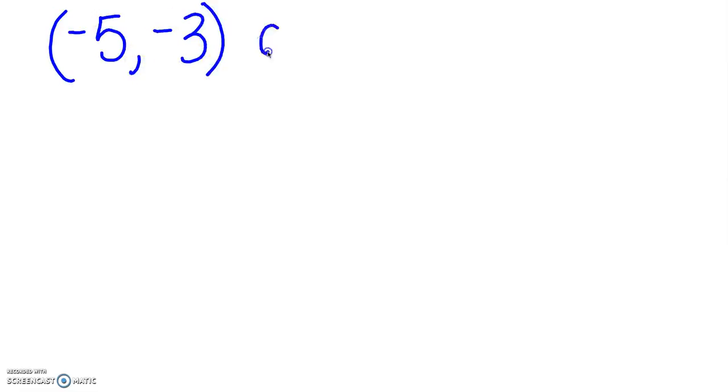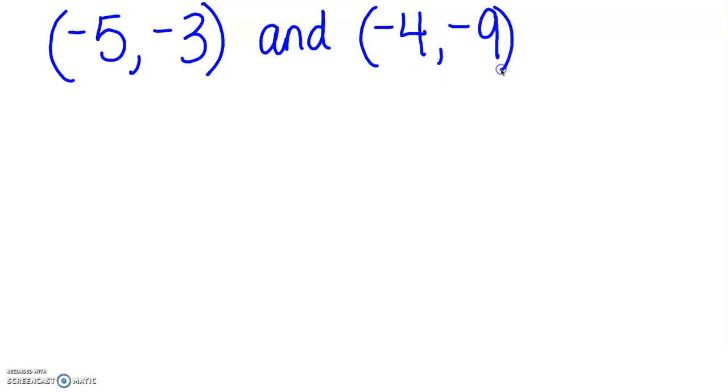Now, let's look at a problem where it's not given to us in a word problem. So let's just say we have negative 5 and negative 3. It's my first ordered pair. And my second ordered pair is -4, -9. And we're going to find the average rate of change. So what we do know is that this is x1 and this is y1. This is x2 and this is y2.